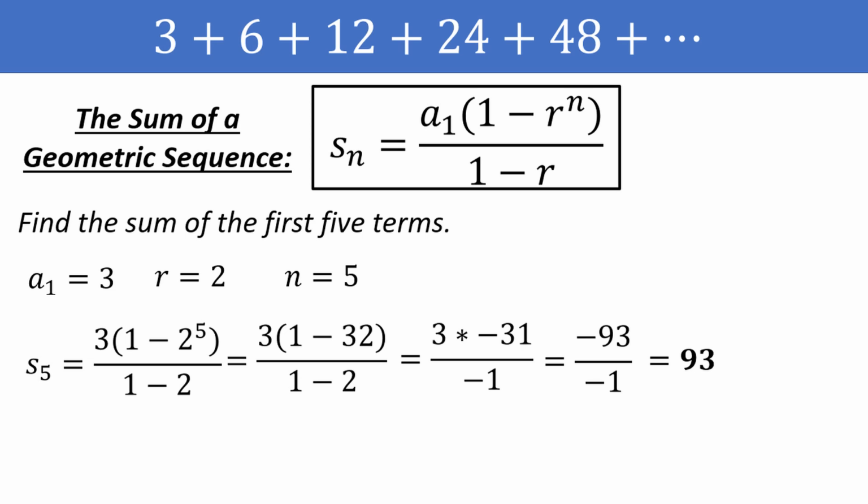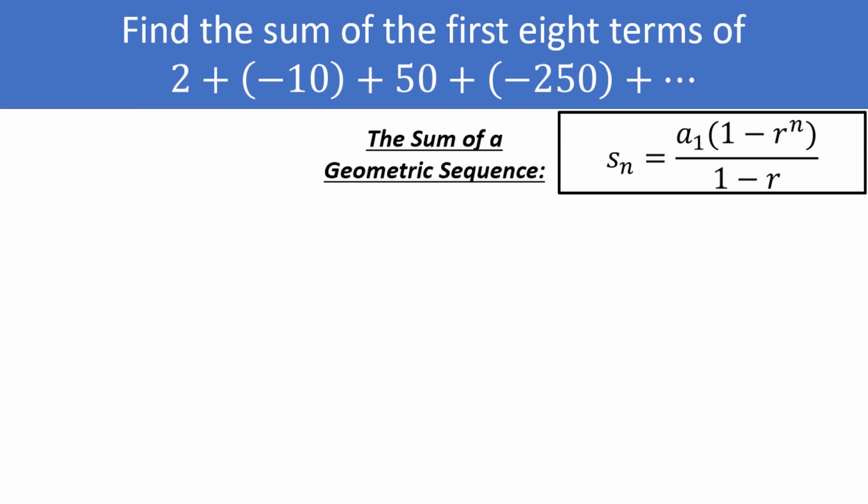This is the same thing as 3 plus 6 plus 12 plus 24 plus 48, which is also equal to 93. Take a look at this one. 2 plus negative 10 plus 50 plus negative 250 plus ... The common ratio r is equal to negative 5, and the first term a sub 1 is equal to 2. We want to sum the first 8 terms, which means n is equal to 8.